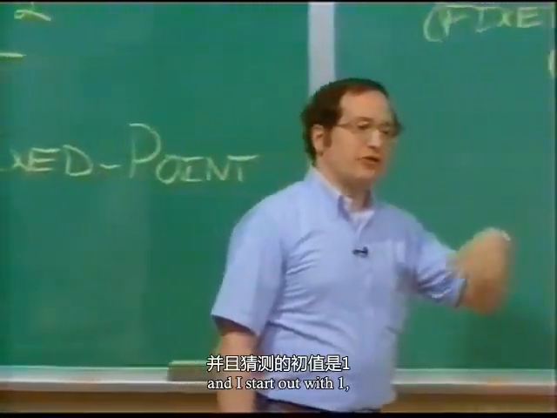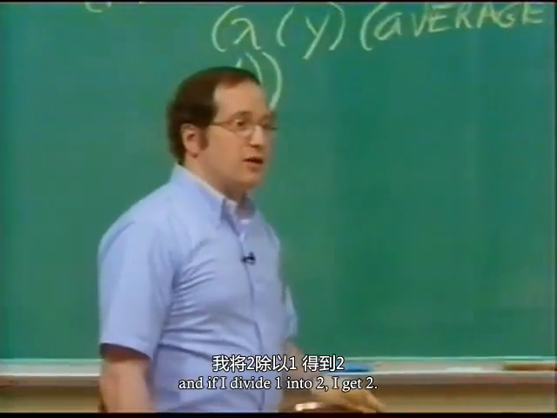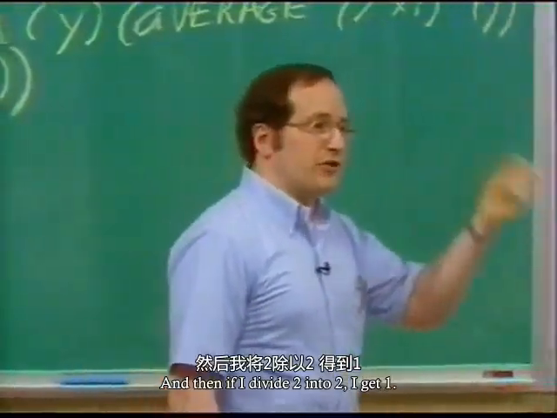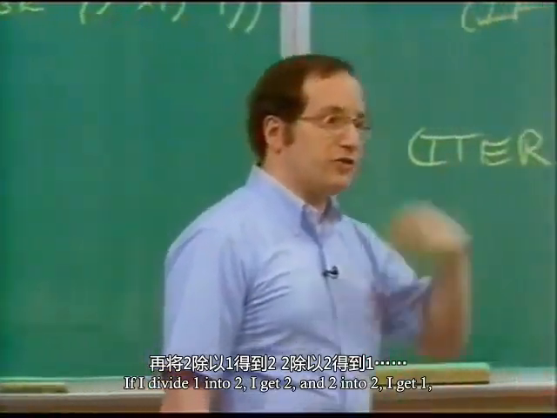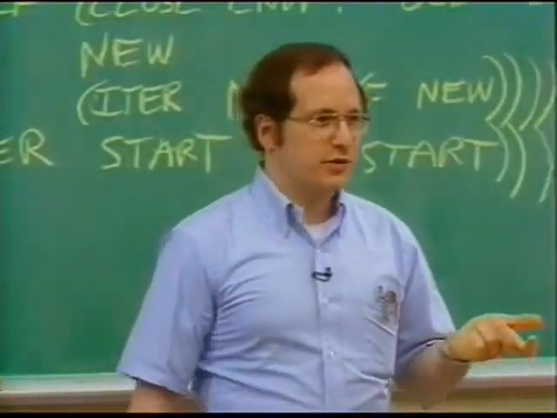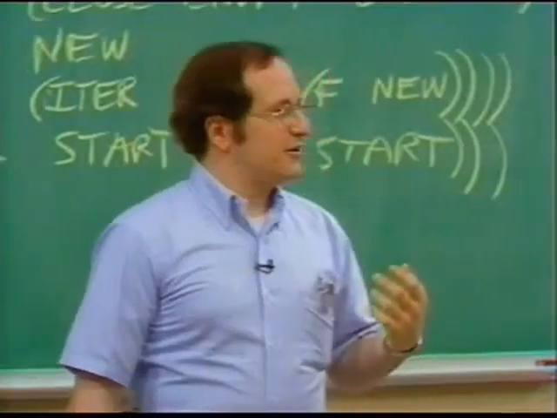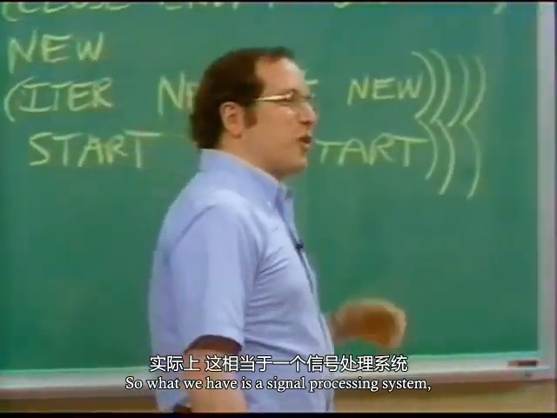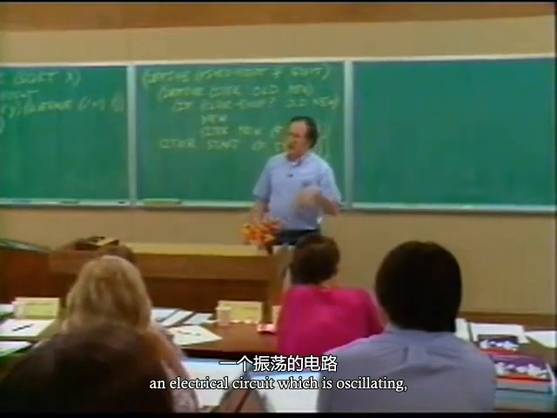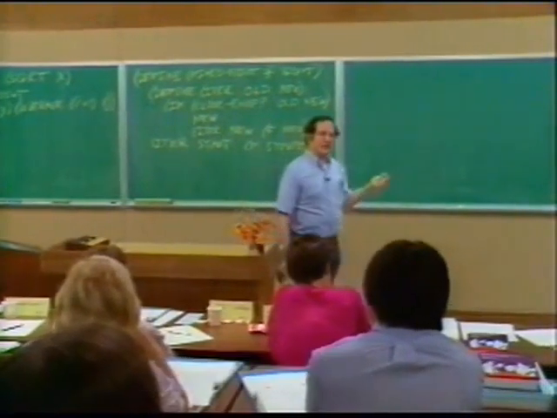Supposing x is 2, and I start out with 1, and if I divide 1 into 2, I get 2. Then if I divide 2 into 2, I get 1. If I divide 1 into 2, I get 2. And 2 into 2, I get 1. And I never get any closer to the square root. This oscillates. Okay. So what we have is a signal processing system, an electrical circuit, which is oscillating. And I want to damp out these oscillations.